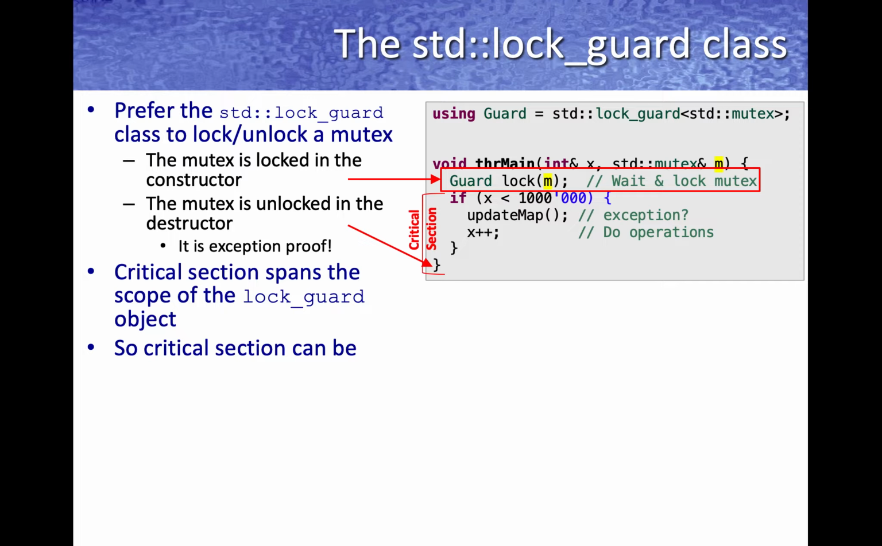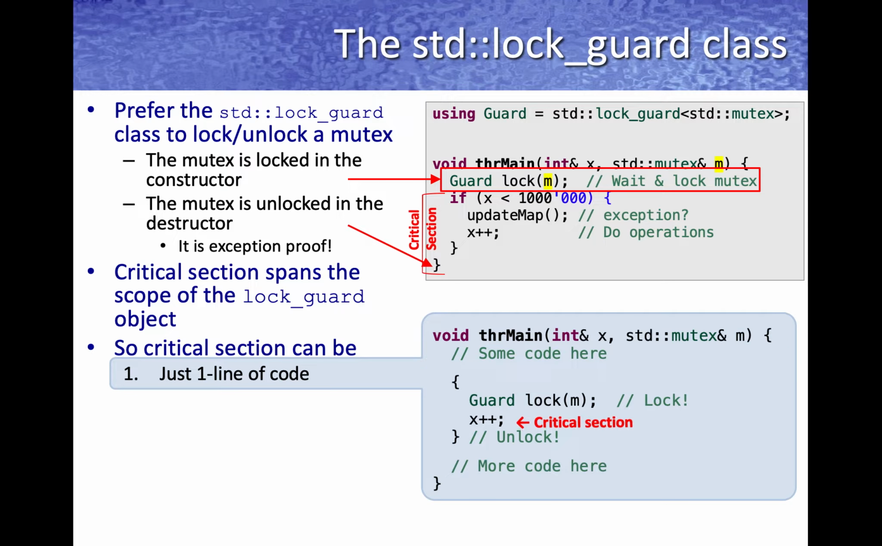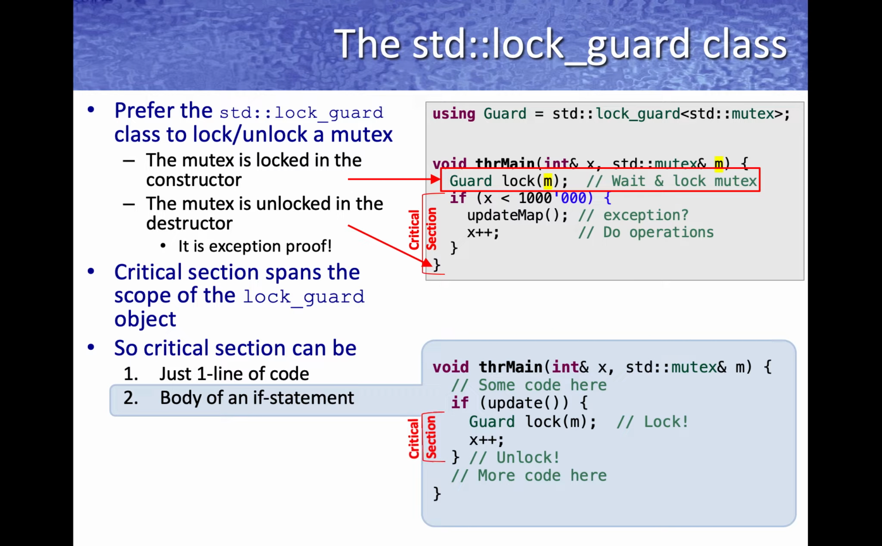So critical sections can be of different sizes. For example, a critical section can just be one line of code. Notice how we have an open curly, close curly scope, a nested scope inside thread main. So we can create a one line or a subsection of a method to be a critical section by using that lock guard object. Or an entire body of an if statement can become a critical section. So notice that here the lock is acquired in the body of the if statement, and at the end of the if statement it is automatically unlocked.